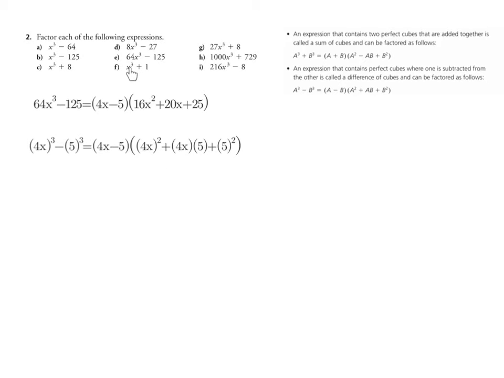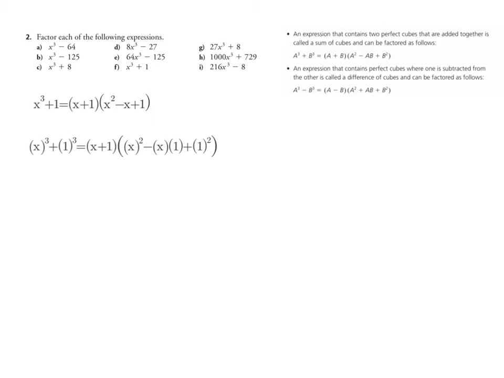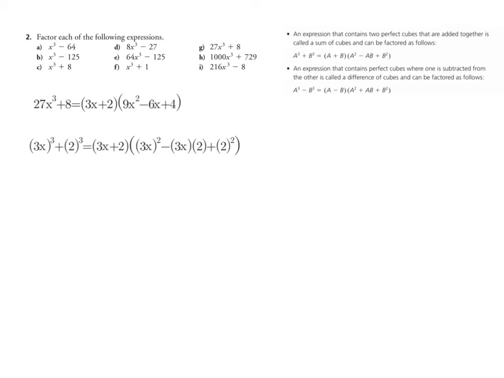Part F, x cubed, well, that's easy. That's just x times x times x. 1, well, that's just 1 times 1 times 1. Sum of cubes. That seems pretty easy. You've got x plus 1, x squared minus x plus 1. Right? You got your x cubed and your 1 cubed. You put your x there, your 1 there, x squared, 1 squared, and then x times 1. Because it's the sum of cubes, this plus goes here, and the minus goes here. Done.